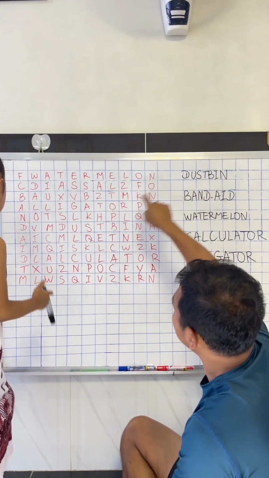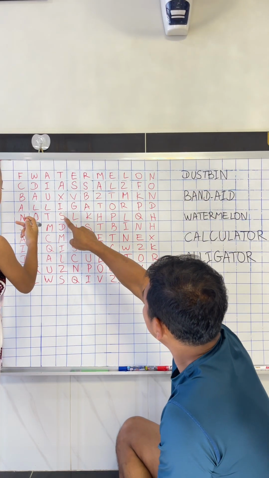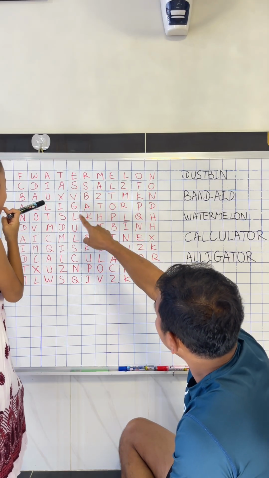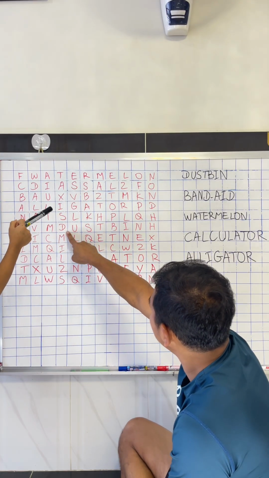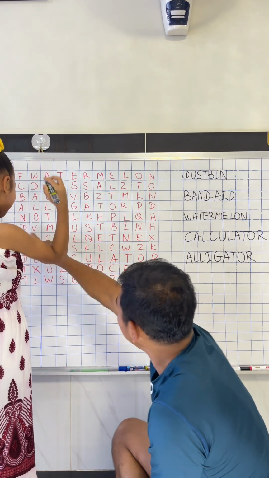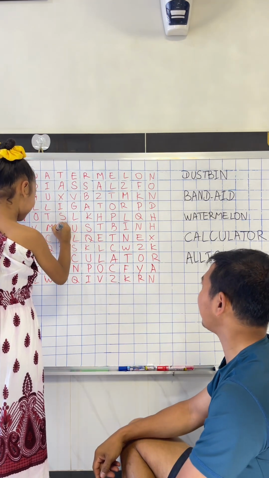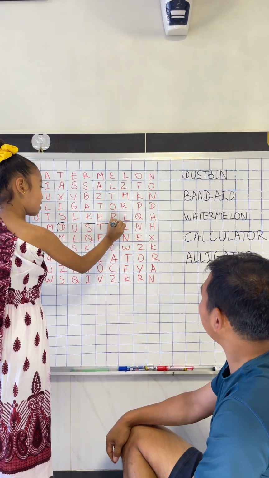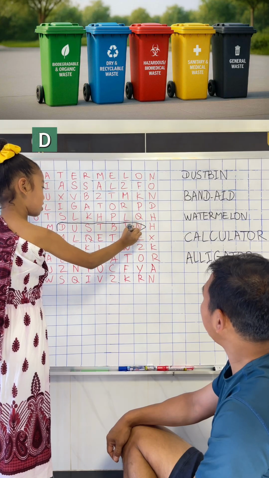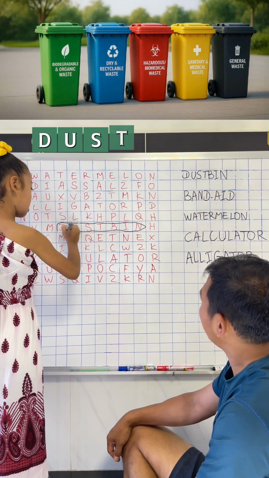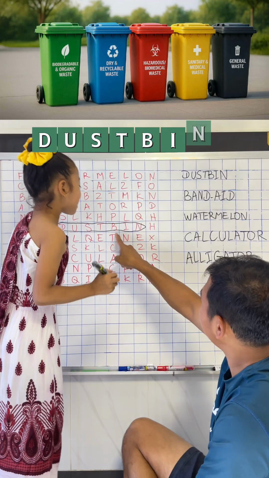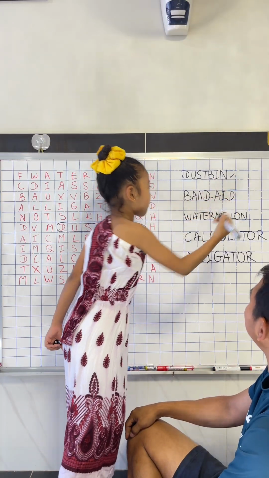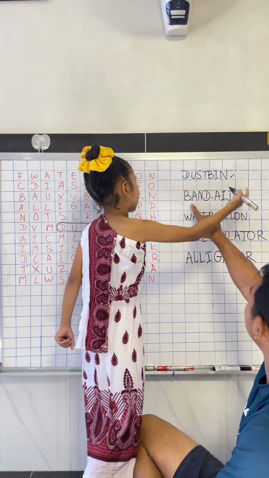So letter D first. D U. No, cannot. Where is letter D? Yes. D. That's one D. Dustbin. You found it first, then me. So you can spell with your C4. D. U. S. T. B. I. N. Dustbin. Okay.